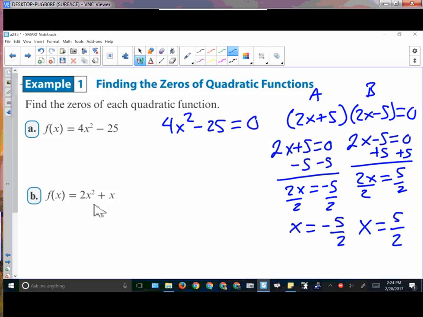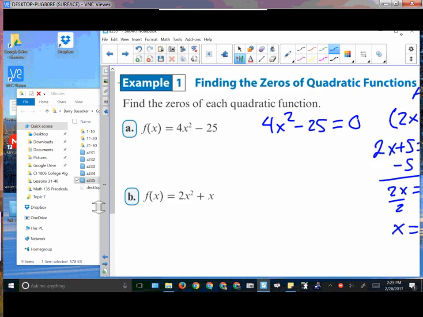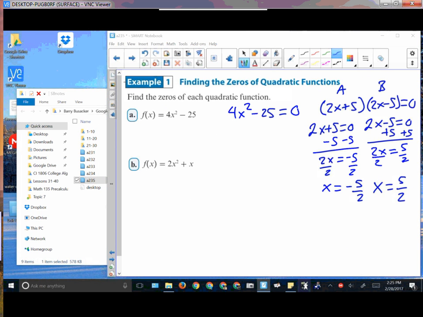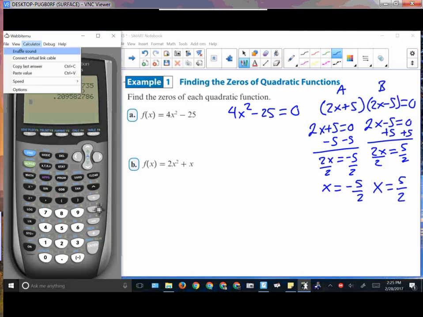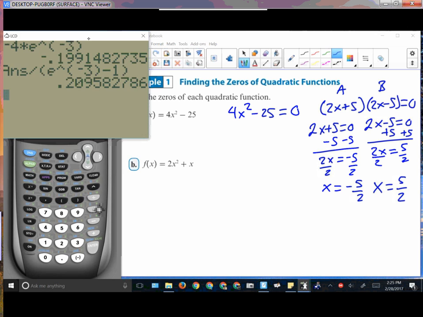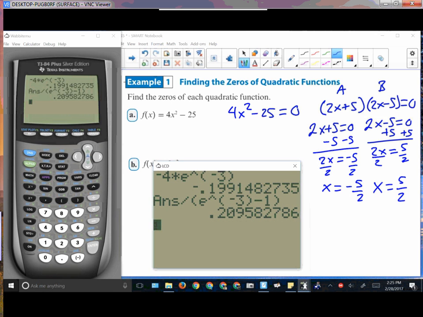What this means is that if we go and put in negative 5 over 2, we get 0. If I put in 5 over 2, I get 0. Now, we've been playing with the graphing calculator for some time, and we can use it to help us out here a little bit and verify whether or not we've gotten things correct.